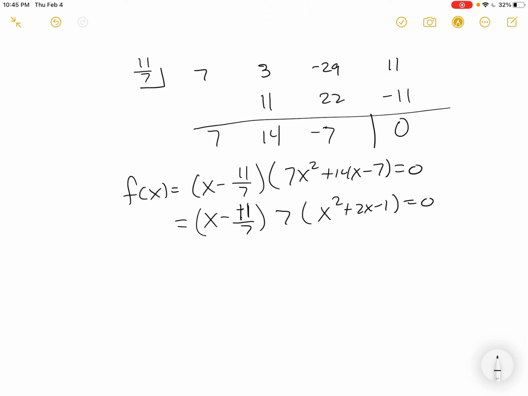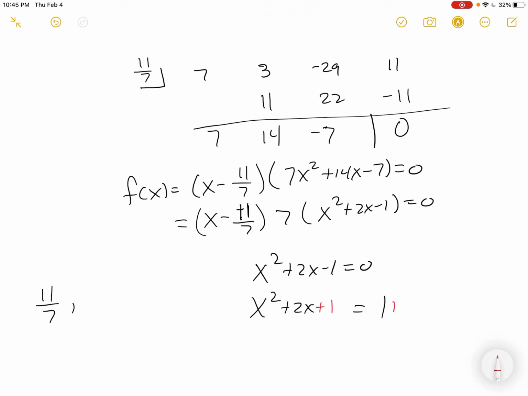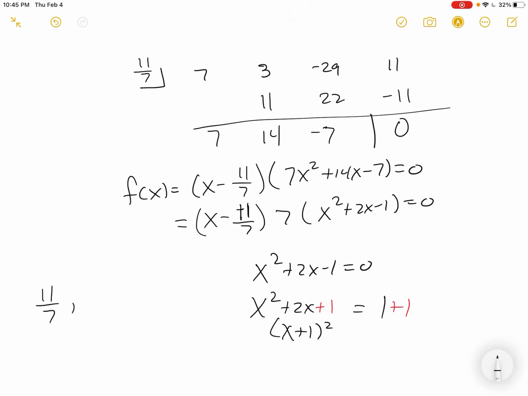So I've got to go find the zeros of this one. We know one of the zeros is 11 sevenths. Another zero is, well, let's go find out. When does x squared plus 2x minus 1 equal 0? Well, this is a nice Algebra 1 problem, best solved in terms of efficiency with completing the square. You can do the quadratic formula; it probably will take you longer. x plus 1 squared is equal to 2. x plus 1 is equal to plus or minus root 2. x is equal to negative 1 plus or minus root 2.